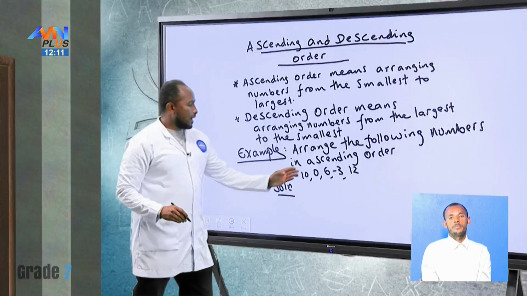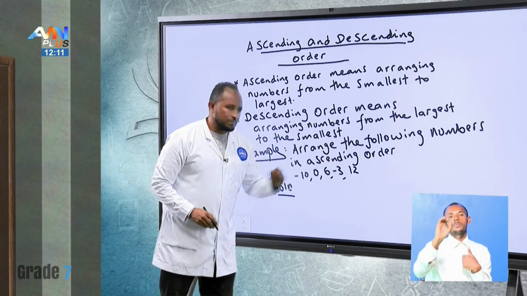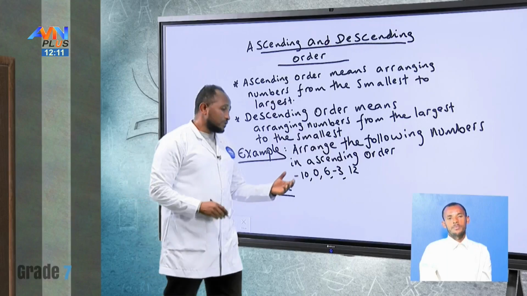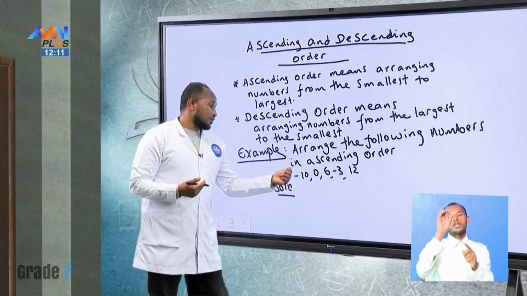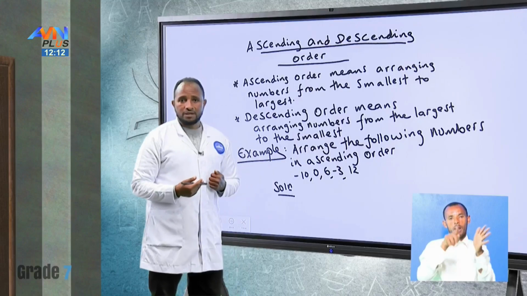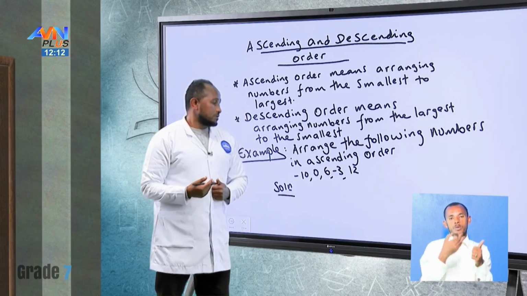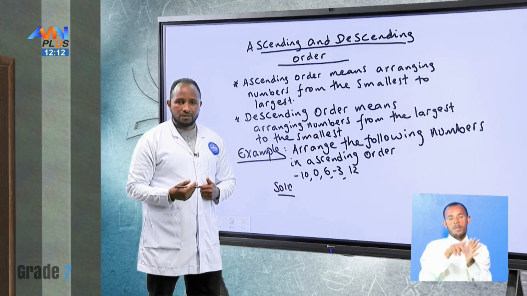Okay, here we have 0, positive numbers, and negative numbers. As we know, negative numbers are smaller than positive numbers and 0. Therefore, we'll start from negative numbers since they are small. So, which of these two is small? Minus 10 or minus 3?